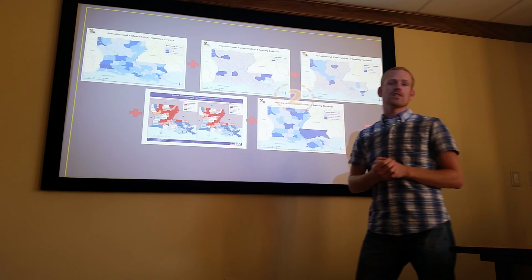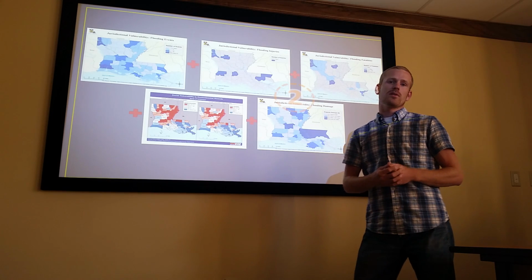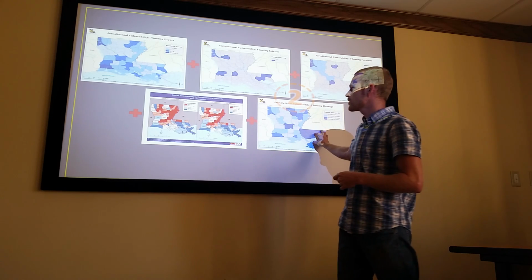You know, you could flood a large area and no one lives there and there's not much cost. You could flood the same area and a lot of people live there and there's a high cost. So we have damage associated.